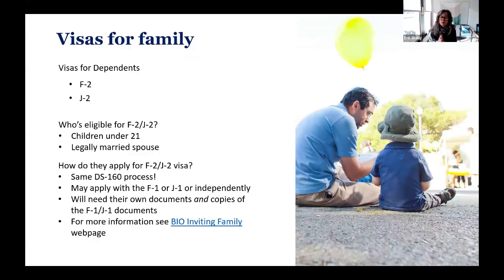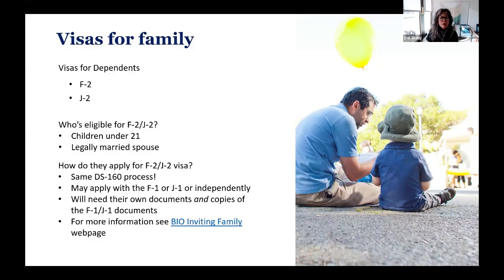Okay, for those coming with families, if you are bringing dependents, an F2 is a dependent, a child or spouse of an F1, or a J2, a child or spouse of a J1. Who's eligible? Children under 21 and legally married spouses, not domestic partnerships. You have to have gone through a legal marriage process. That legal marriage could be in your home country or in a different country. It really doesn't matter where you're legally married, but you must be legally married somewhere and have evidence of that.